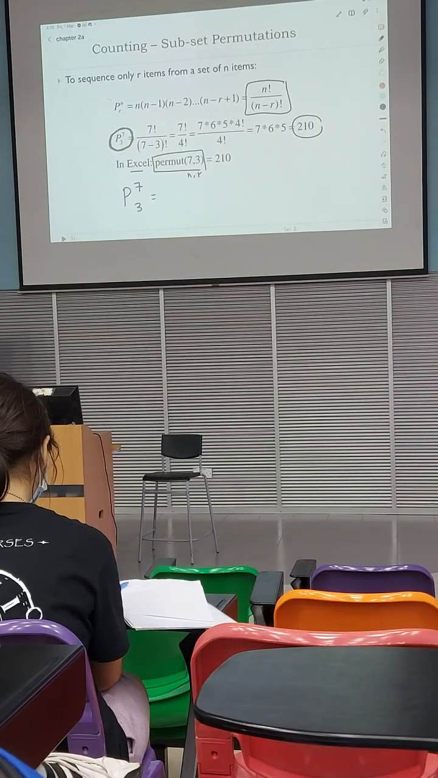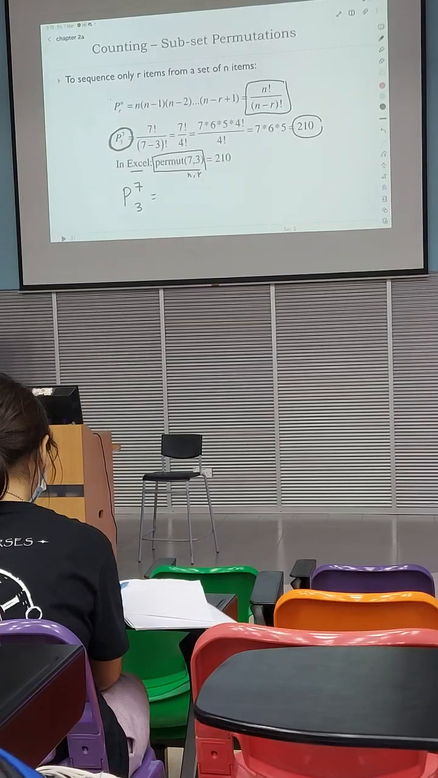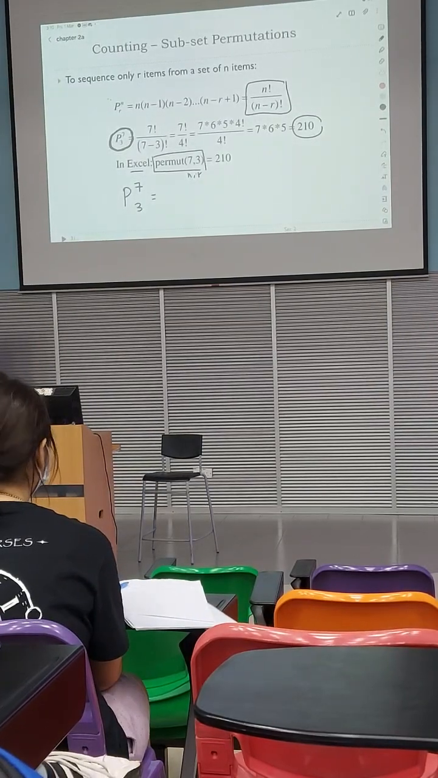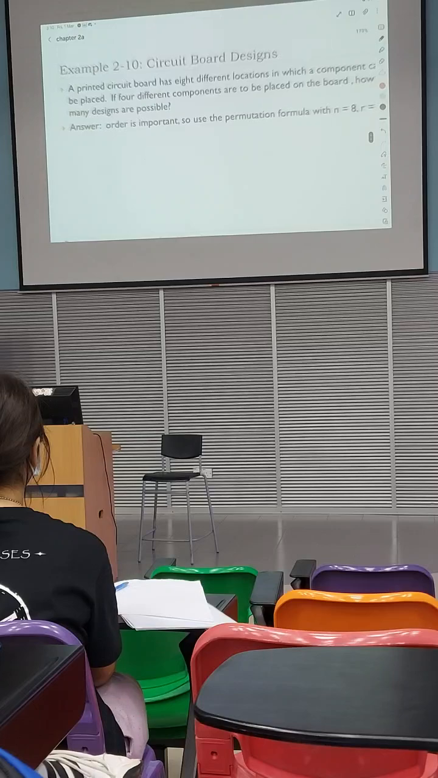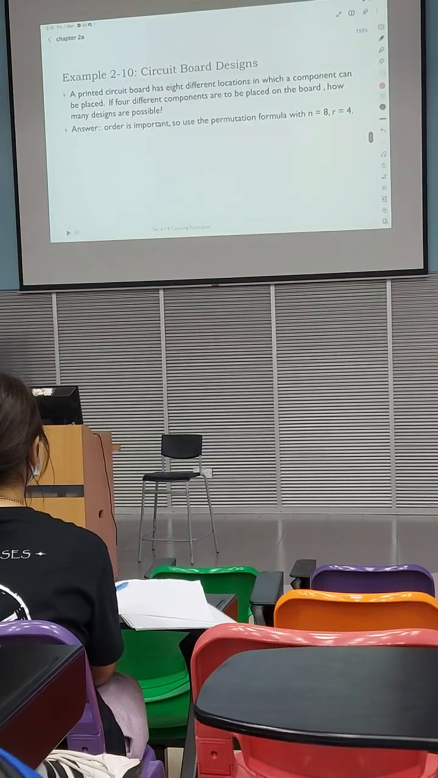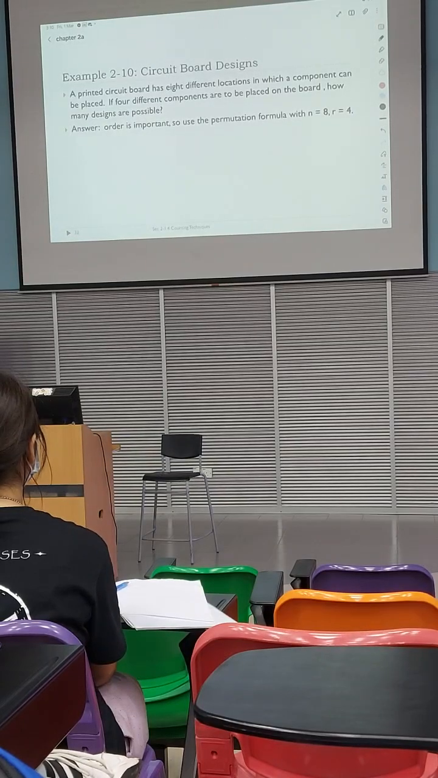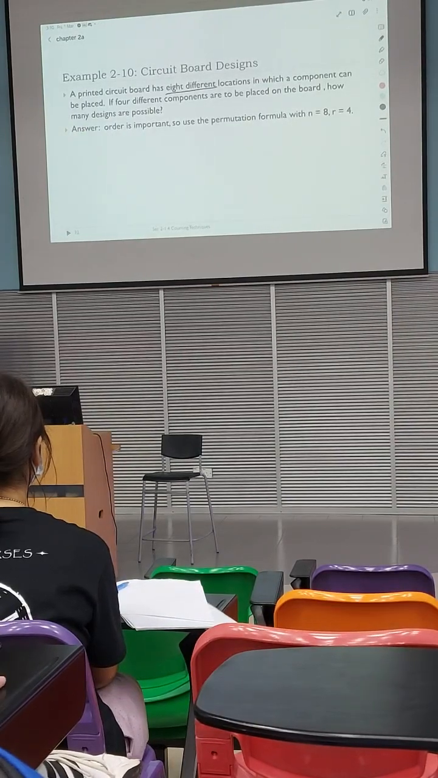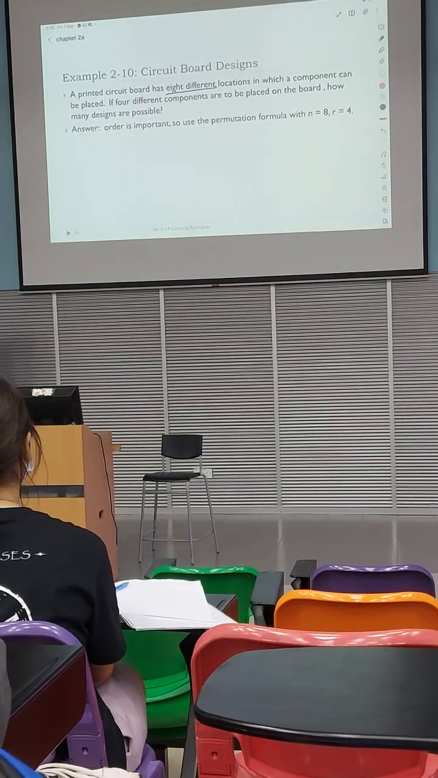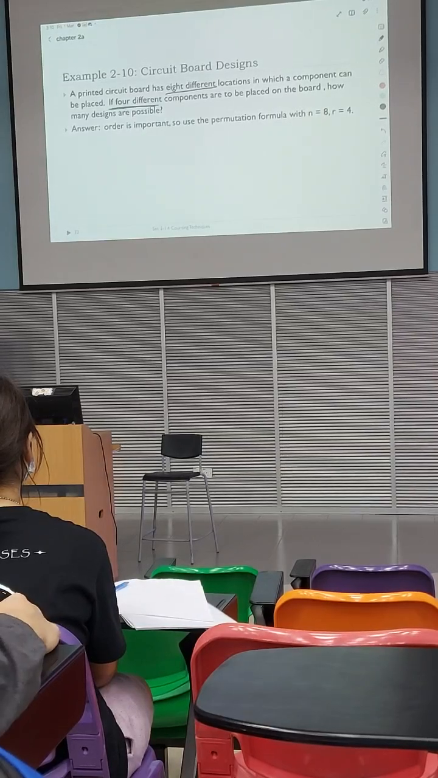Alright, so let's see how to apply it. Let's see the same example. Let's assume that in this case the order is important. How should we get the answer from here? Again, we have 8 different locations and 4 different components to be placed on the board. How many designs are possible?